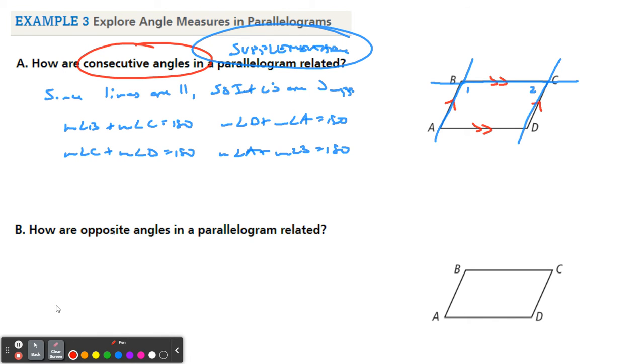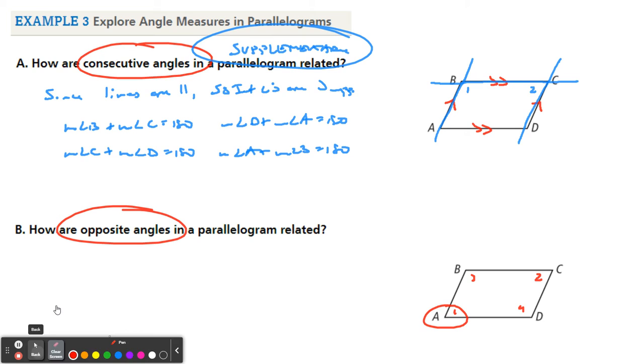Now the question is, how are the opposite angles in a parallelogram related? Well, the opposite angles would be like angle A and angle C, or angle B and angle D. So there's only 2 pairs. Let's take a look at angle A. Angle A is supplementary to B and supplementary to D. Angle B is supplementary to A and supplementary to C.